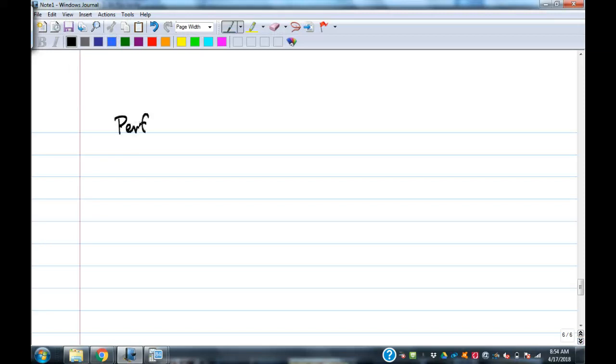All right, last thing: performing row operations. Easy thing. This is a non-calculator thing of the sections. Okay.